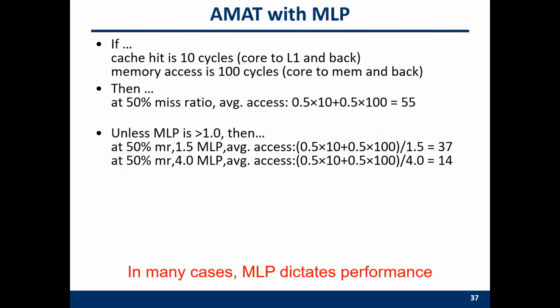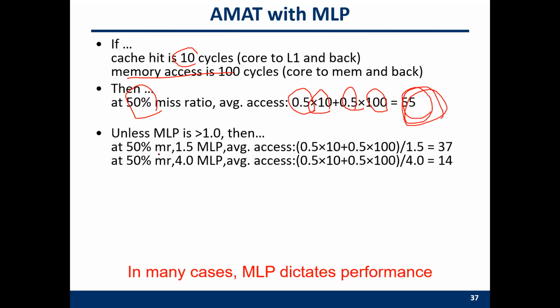So here is an example. If the cache hit latency is 10 cycles, and the memory access latency is 100 cycles, and the miss rate is 50%, we use that equation from our homework 3. So 50% hit will have 10 cycles as the memory access latency. The other 50% has 100 cycles. Totally, this is the average latency.